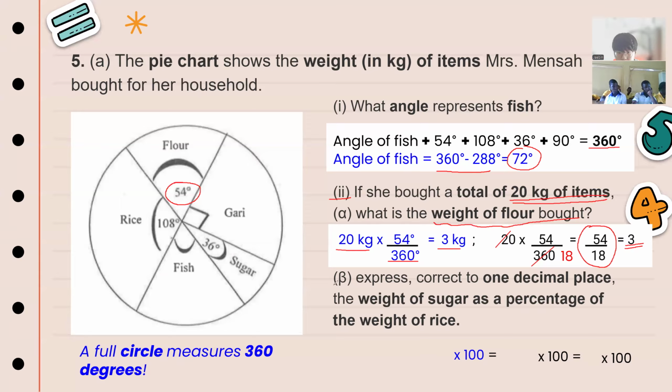Now let's solve this last question. Express, correct to 1 decimal place, the weight of the sugar as a percentage of the weight of the rice. And how do we find this percentage? The weight of the sugar as a percentage of the weight of the rice.